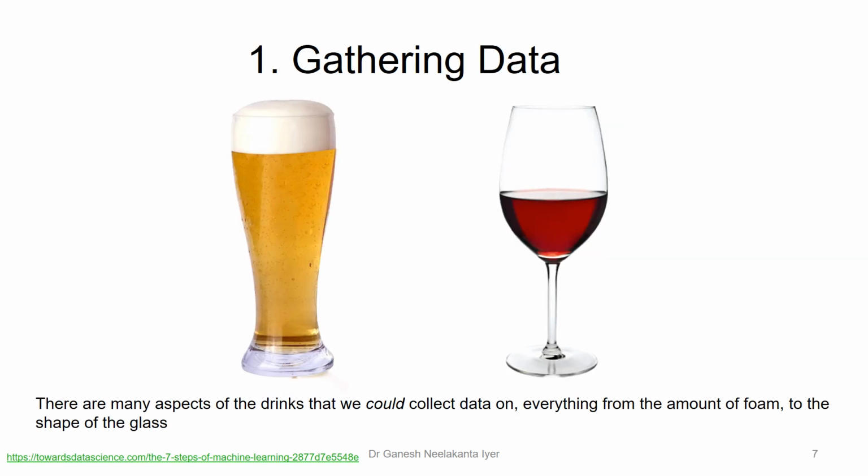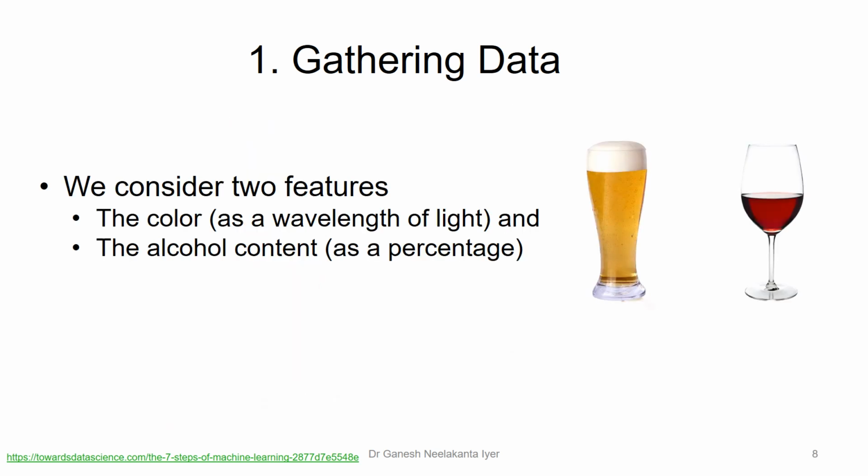The first step is gathering data. So there are many aspects of drinks that we could collect data on. Maybe you could go to a nearby wine shop and purchase a lot of different beer and wine. Use some machines to test the color, texture, the amount of alcohol, and other details. It's all up to you. Or you may be able to collect similar data that someone else has collected already and published as a data set. Let's consider two simple features here: one is the color as a wavelength of light, and the other is the alcohol content as a percentage.